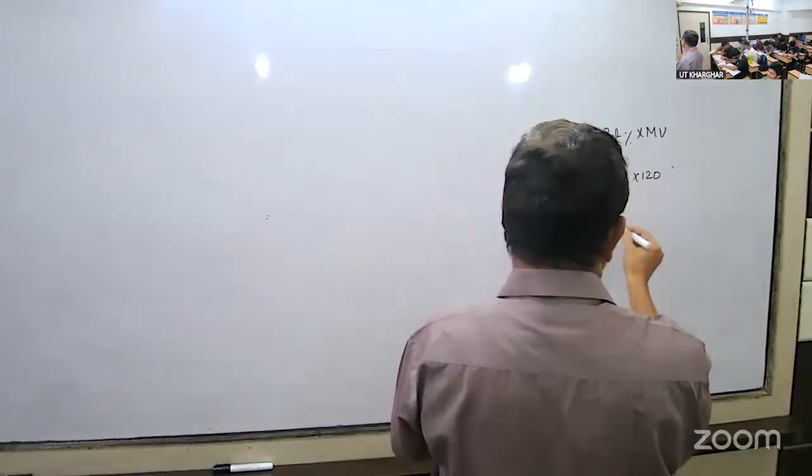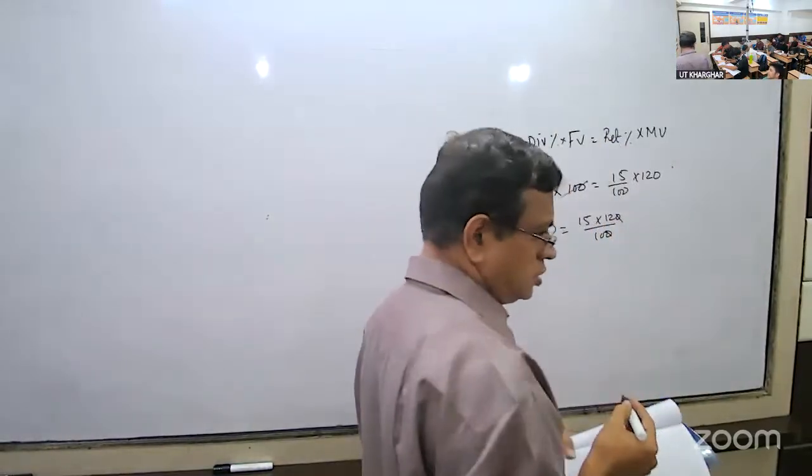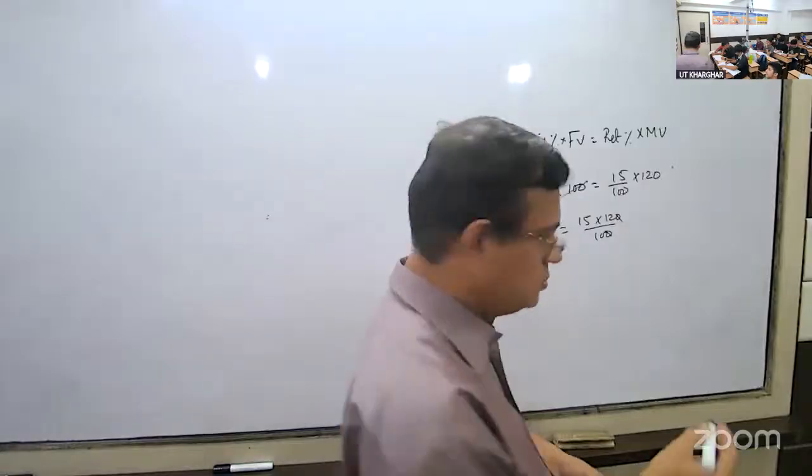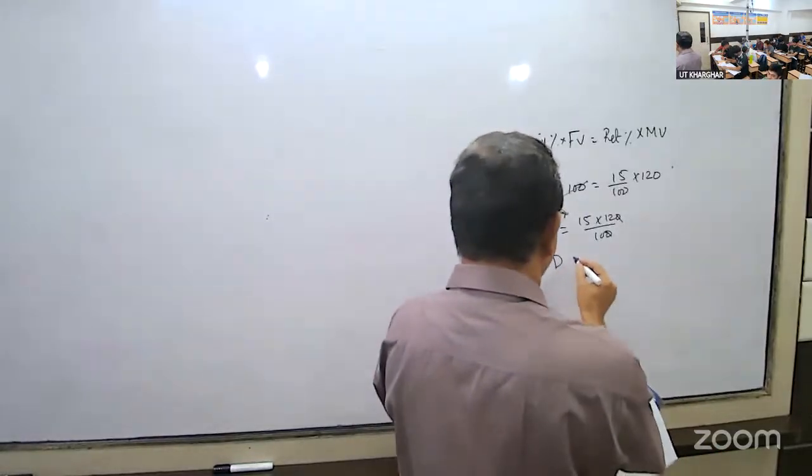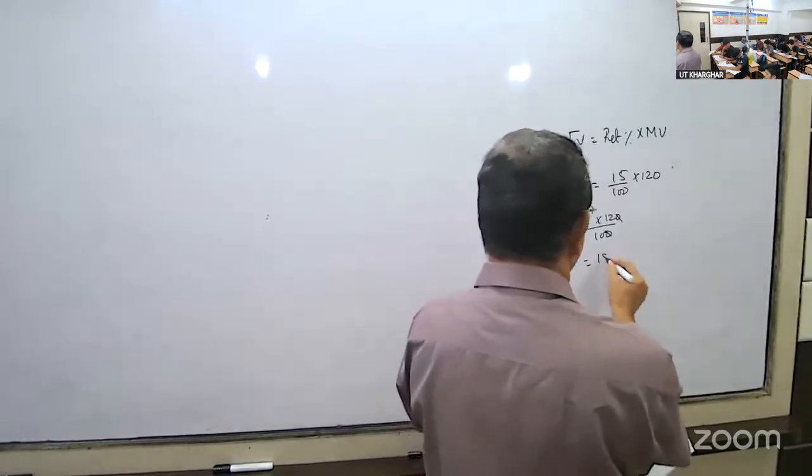Got the answer? How much you got? 18. Dividend percentage is equal to 18%.